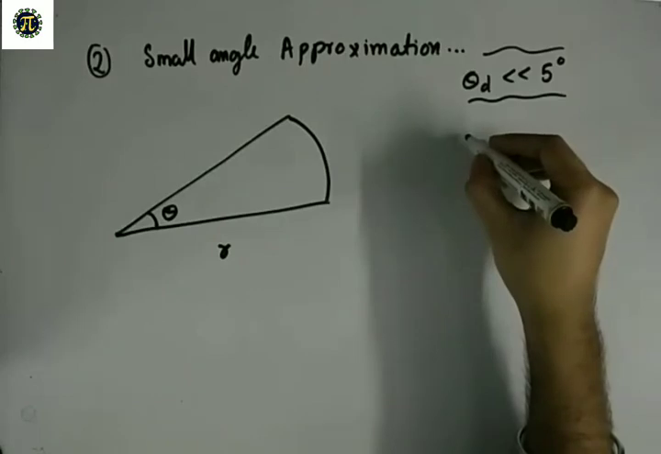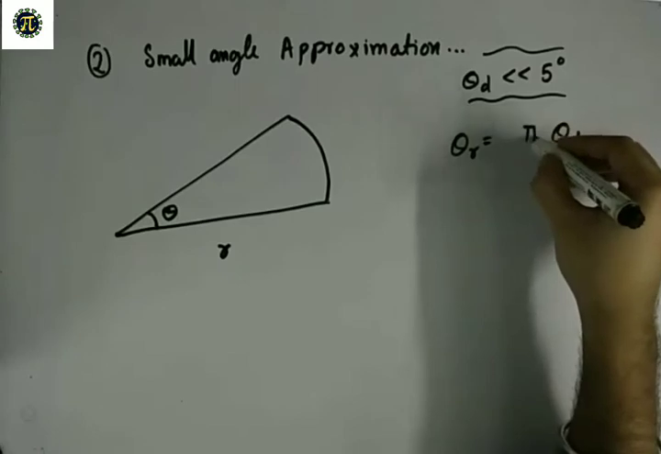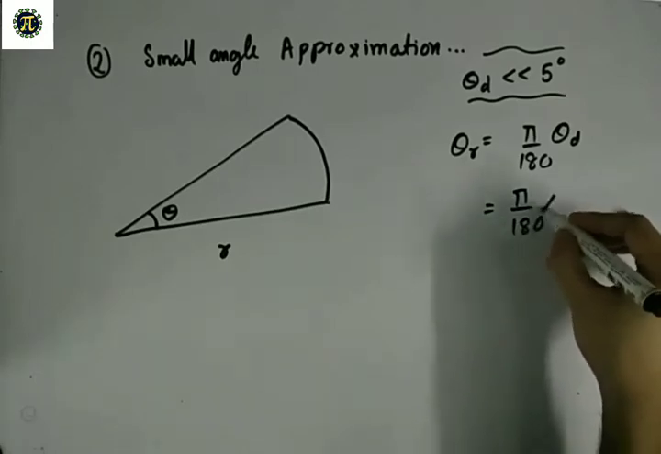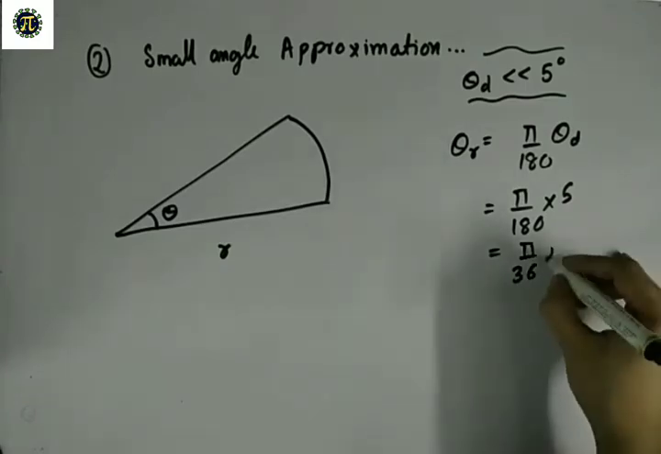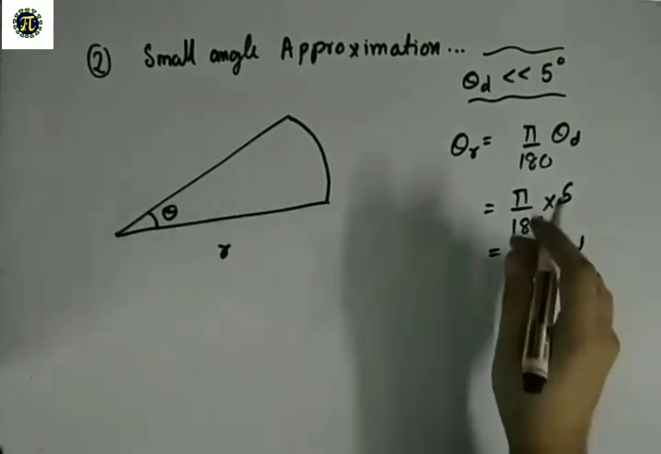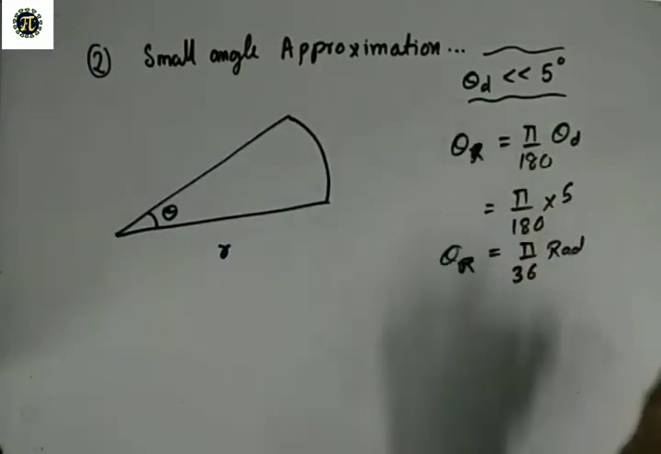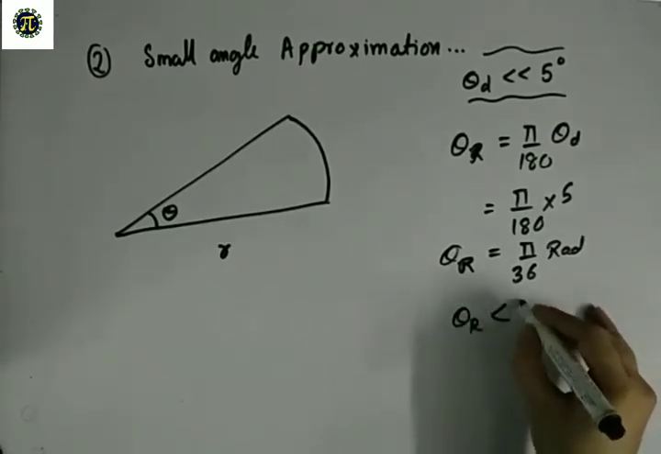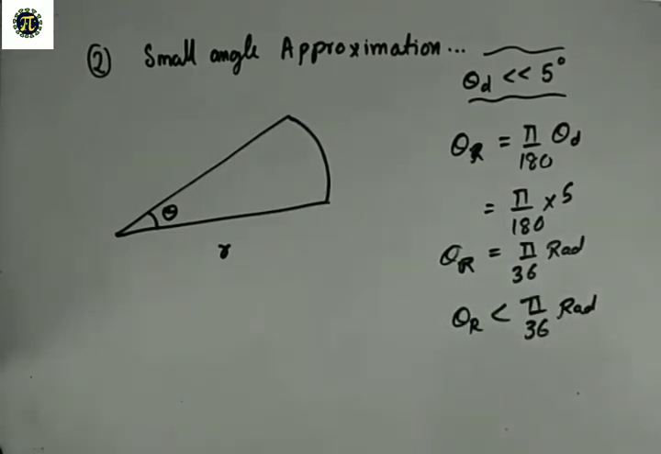So what will the angle be in radians? Theta in radians, we know, is theta in degrees multiplied by pi by 180. So we have pi by 180 into 5, and this is pi by 36. You can find the answer in decimals also. This is the angle in radians, theta in radians for 5 degrees. So theta in radians should be smaller than pi by 36. This works well for angles smaller than 3 degrees, 4 degrees.